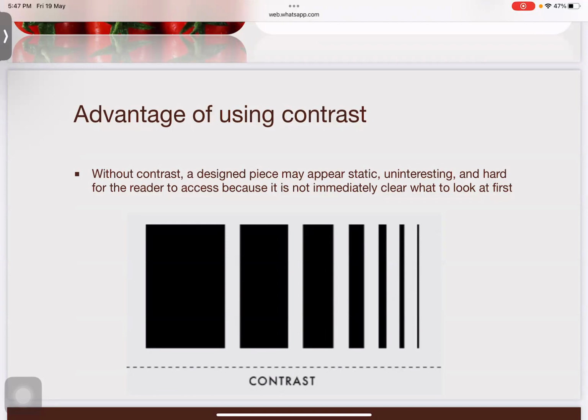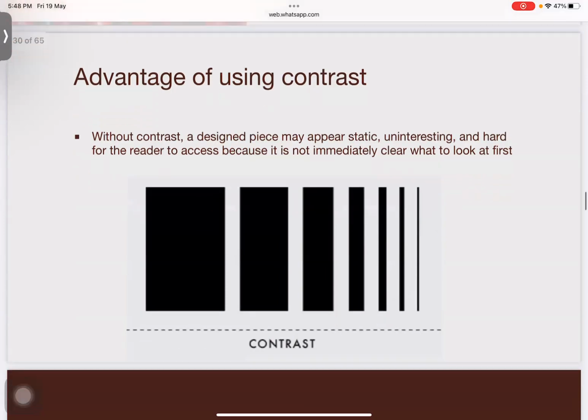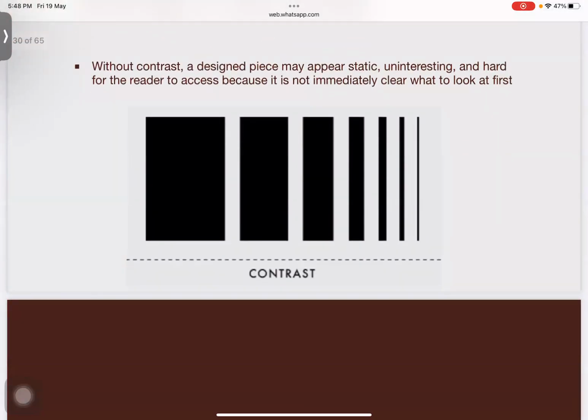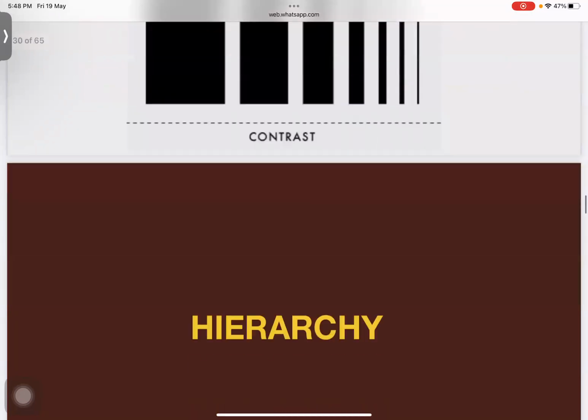So advantage of using contrast: without contrast, a designed piece may appear static, uninteresting, and hard for the reader to access because it is not immediately clear what to look at first. Okay. Now, these are some of the things which you usually see when you select the thickness of a line on Word or any of the writing softwares.